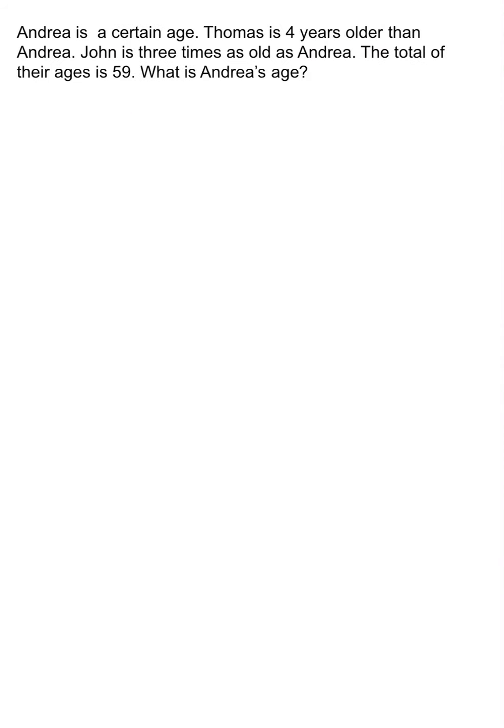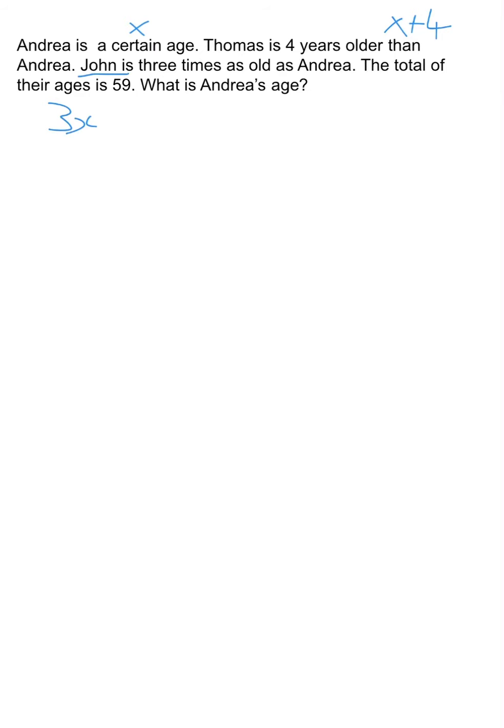Okay, let's do another one. So here, Andrea is a certain age. So straight away, we don't know what the age is, so let's call her age x. Then Thomas is 4 years older than Andrea, so that will have to be x plus 4. Then we're told John is 3 times as old as Andrea, so 3 times Andrea's age, and we know Andrea's age is x, so for John, we'll have 3x.